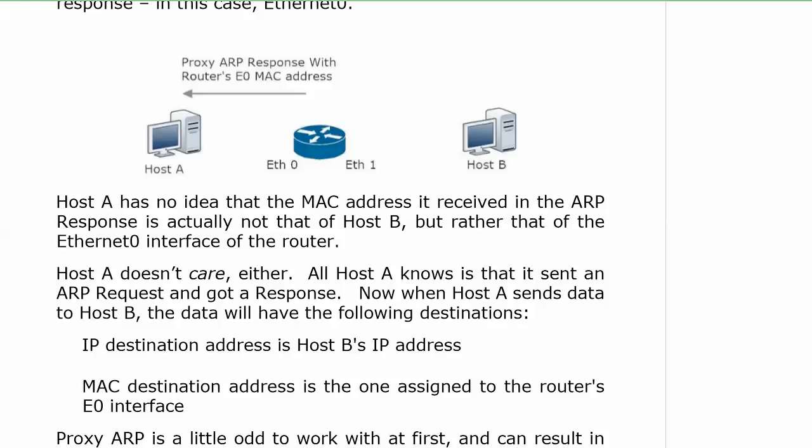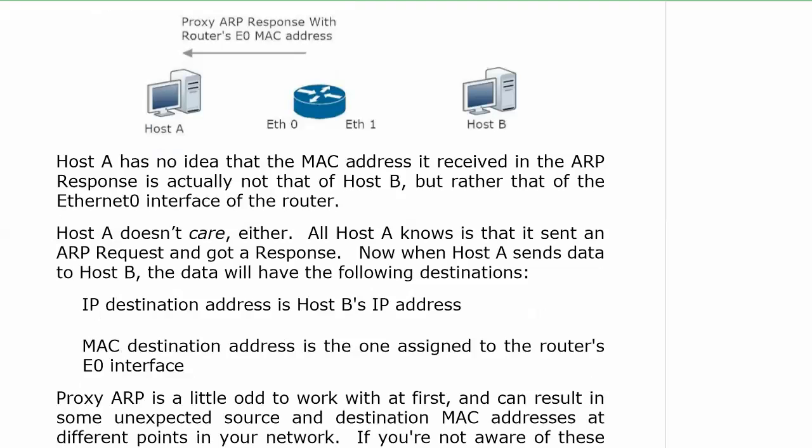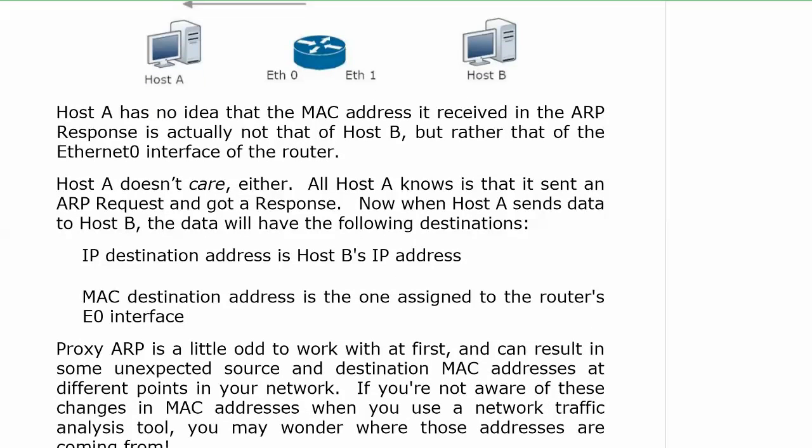Host A doesn't care either. Couldn't care less. All host A knows is, hey, I sent a request out and I got a response, and this is the address I'm going with. Now, when host A sends data to host B, the data is going to have the following destinations. The IP destination address is still going to be that of host B, but the MAC destination address is going to be the one assigned to the router's Ethernet 0 interface. Now, proxy ARP is a little odd to work with at first, takes a little getting used to. It can result in some unexpected source and destination MAC addresses at different points in your network.